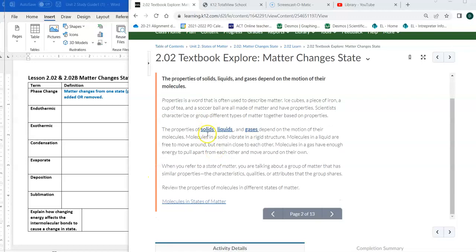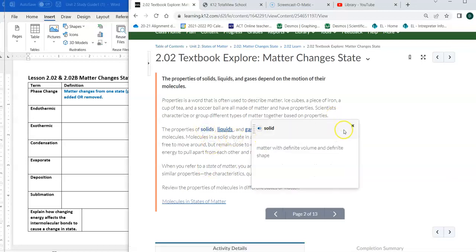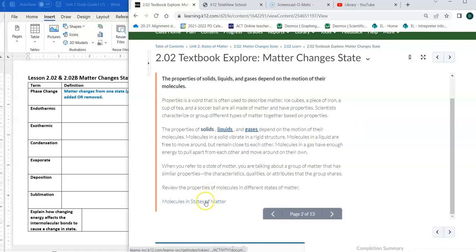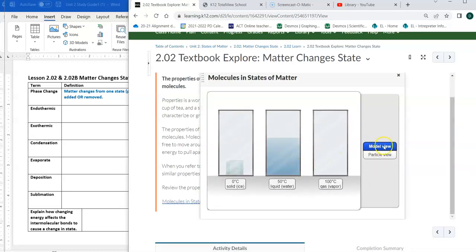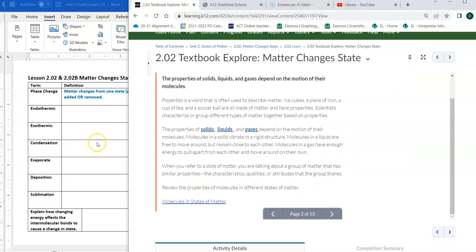As you go through the lesson, notice that vocabulary words are either written in italics or they are clickable links that you can open. There are also some other links that you can open and view to help you understand the ideas. So the first word we're looking for is phase change, right?